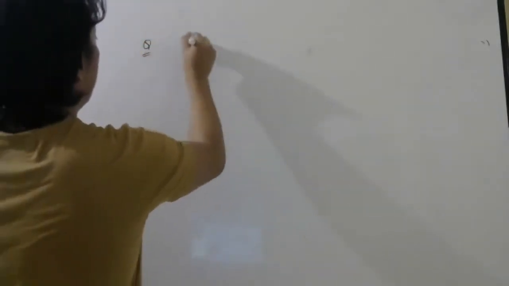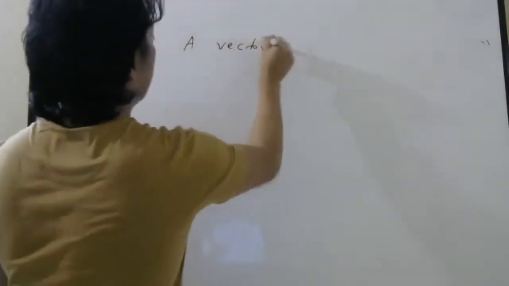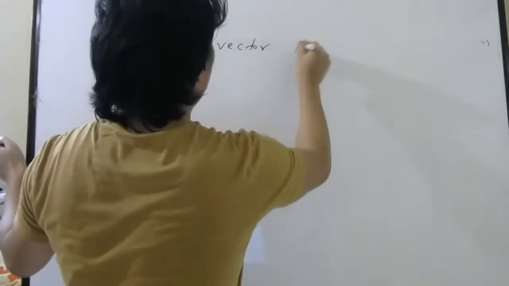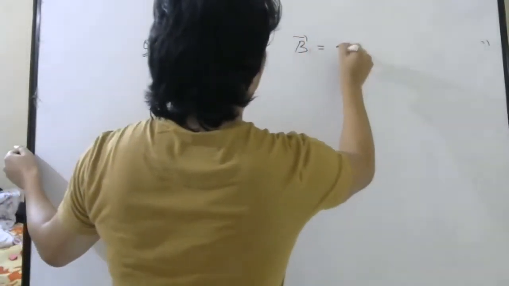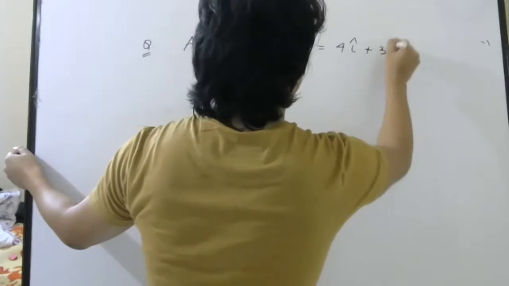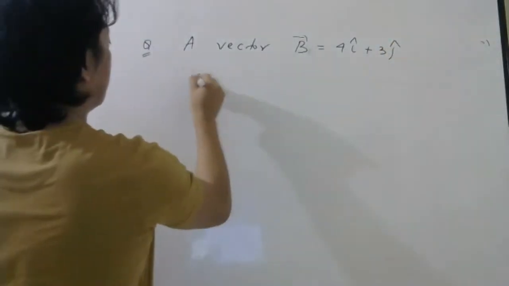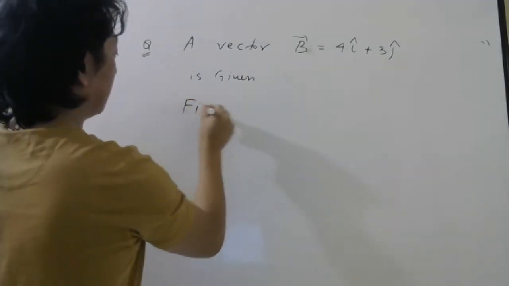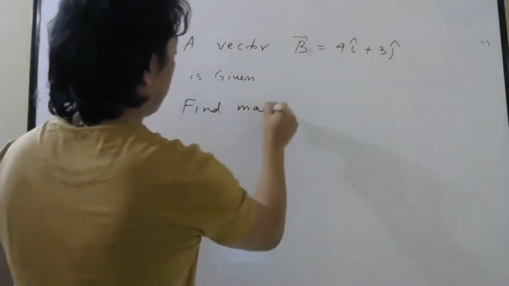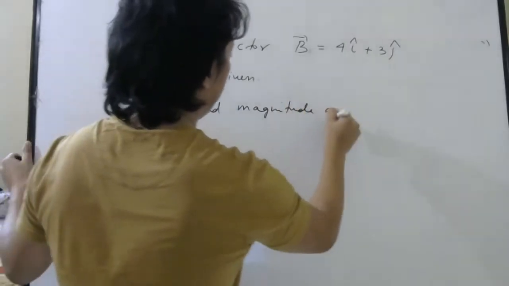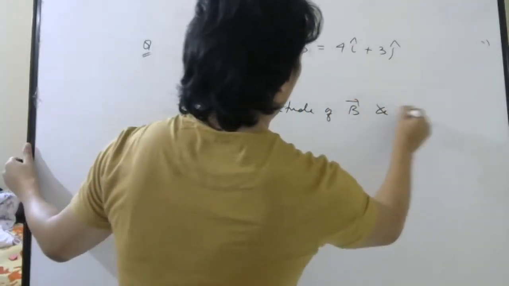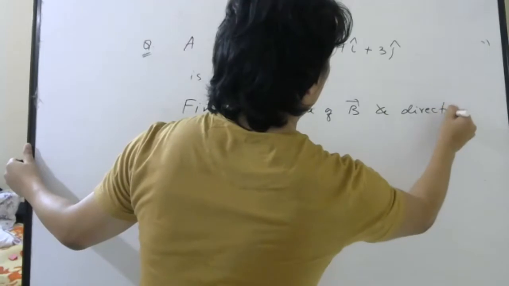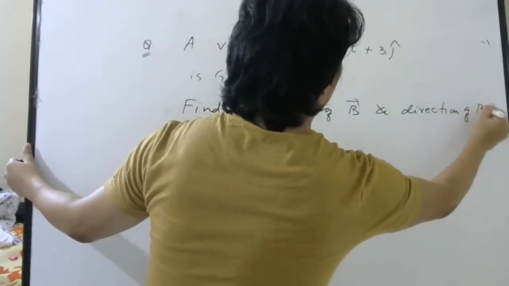Question. A vector, let us say b bar, equal to 4i cap plus 3j cap is given. Okay, find the magnitude of b bar and the direction of b bar.